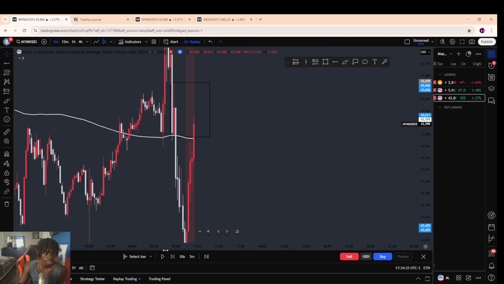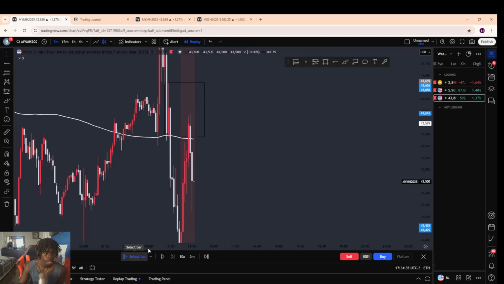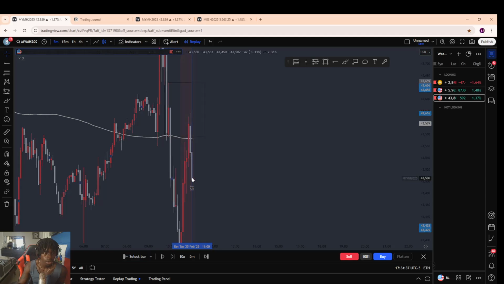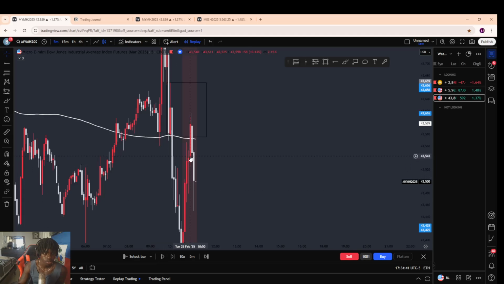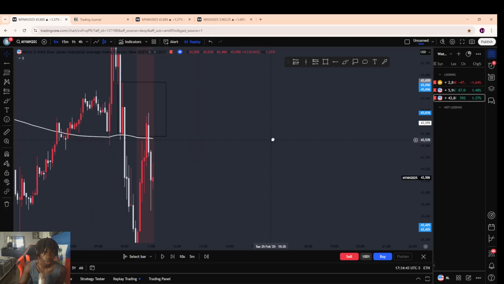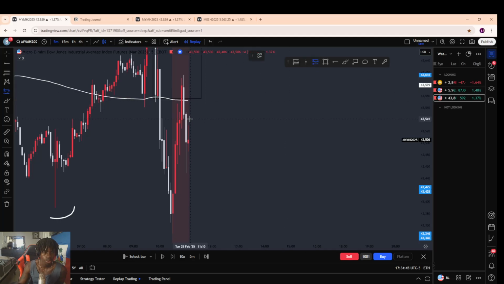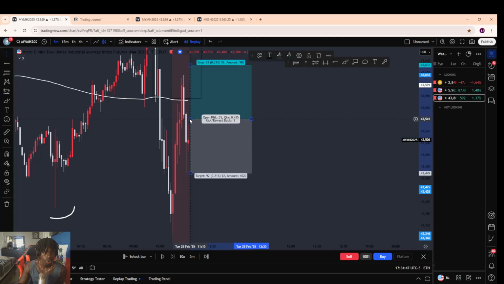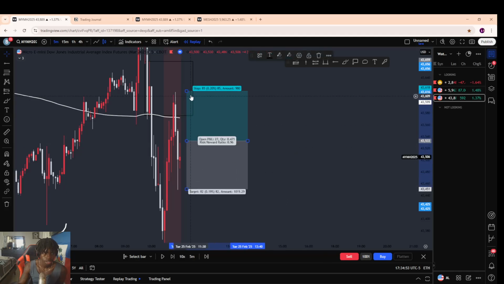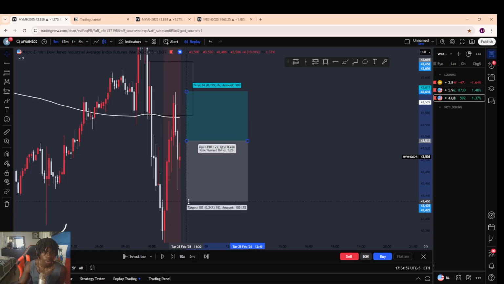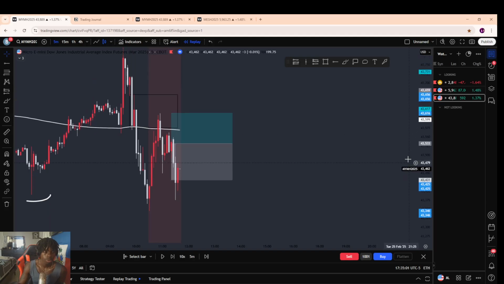But here's why I took it. Once this candle printed and the next candle printed and we were heading below the 200, I was more confident to take the trade. So I did get in kind of late. I got in right here, I believe. I put my stop loss at the highest wick in the zone, which is right here, and I went for a 1 to 2. And that was all she wrote.